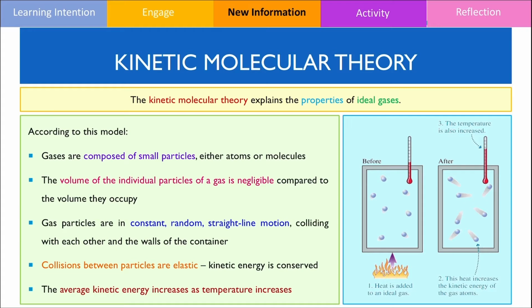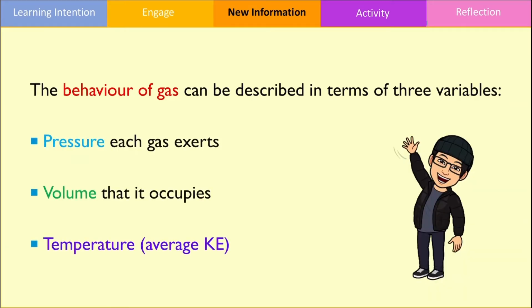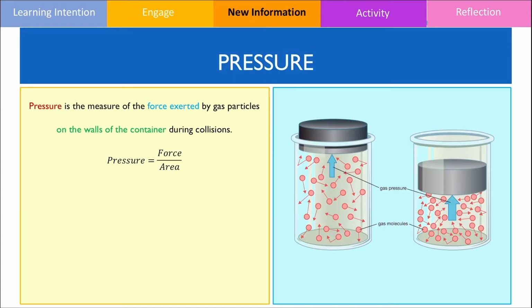Before we look at the different laws that describe the behavior of gases, I want to define and unpack the meaning behind 3 variables first. We will look at the pressure of the gas, the volume that it occupies, and the temperature of the system. Pressure is the measure of the force exerted by gas particles on the walls of the container during collision. This can be represented mathematically by the following formula, where pressure is equal to the force divided by the area of the walls of the container.